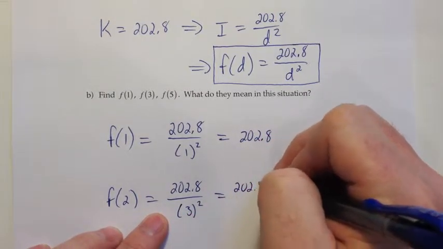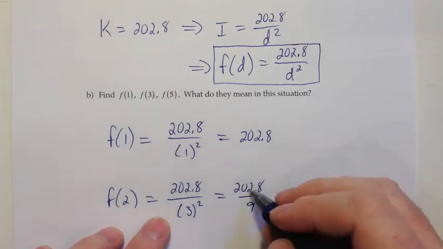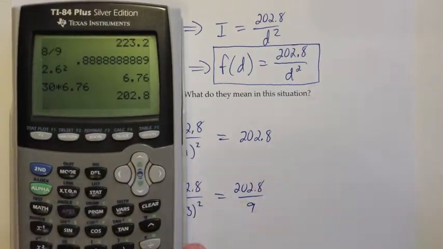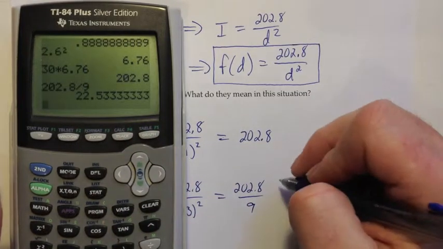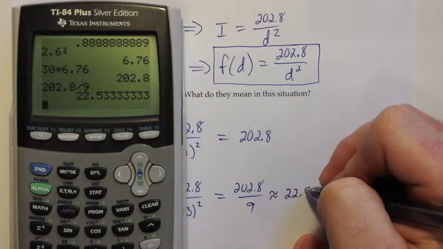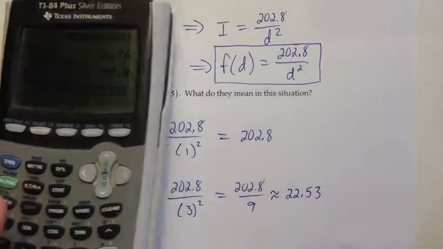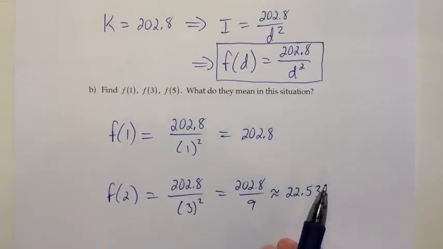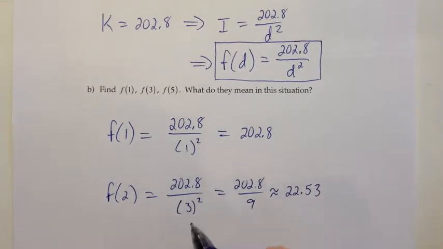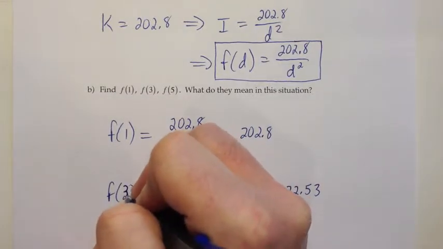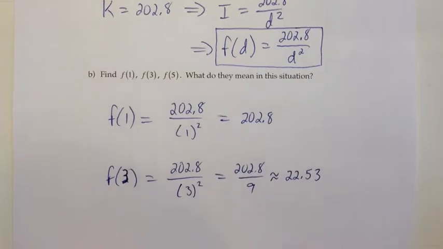Whenever I have a decimal already, I assume it's okay to go to my calculator and give a decimal answer, so 202.8 divided by 9 is approximately 22.53. They didn't give any rounding rules on this problem. I'm sure they would in my math lab, so I'm just picking something reasonable and going a couple decimal places there. And I'm sorry, this is f of 3, and I worked it as f of 3, but I wrote a 2 right there, so let's just fix that up. So that should be f of 3.